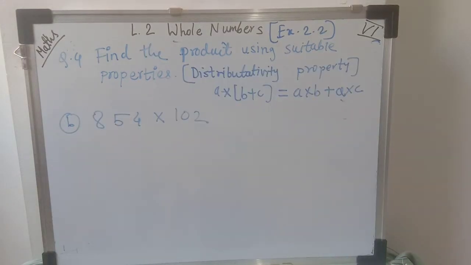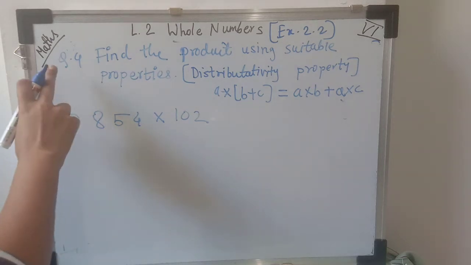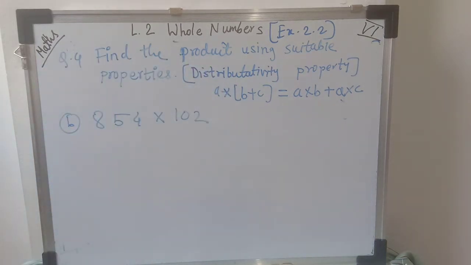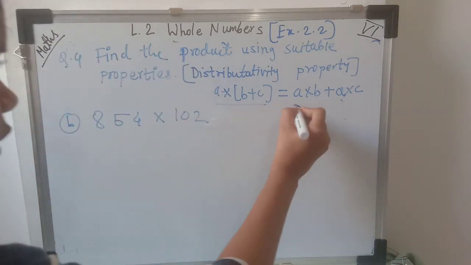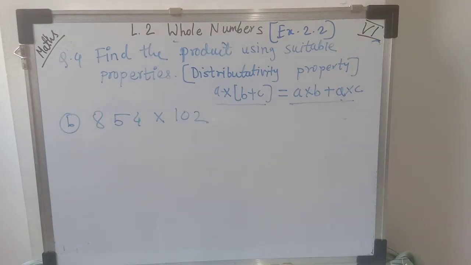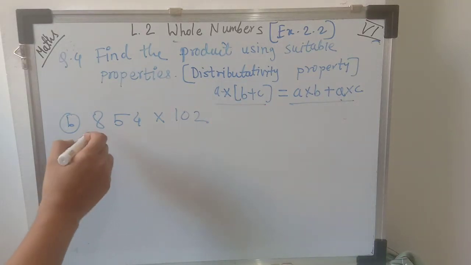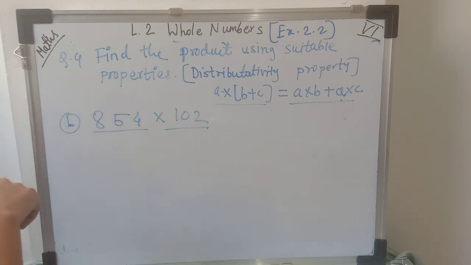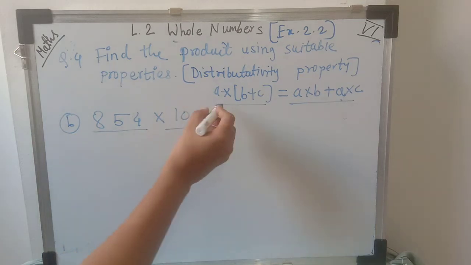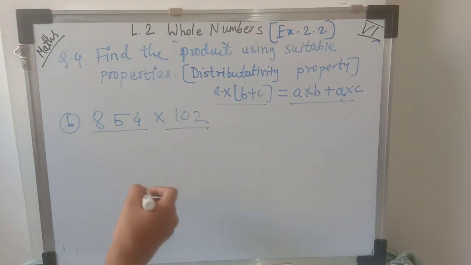Now the second example is 854 and 102. Okay, as I told you before, this whole question we have to solve with the help of the distributivity property. So these are the two formats of the distributivity property, where we have to put the values in this format to get the answer. Now here again the same problem is there as in the first one, but here the numbers are different.